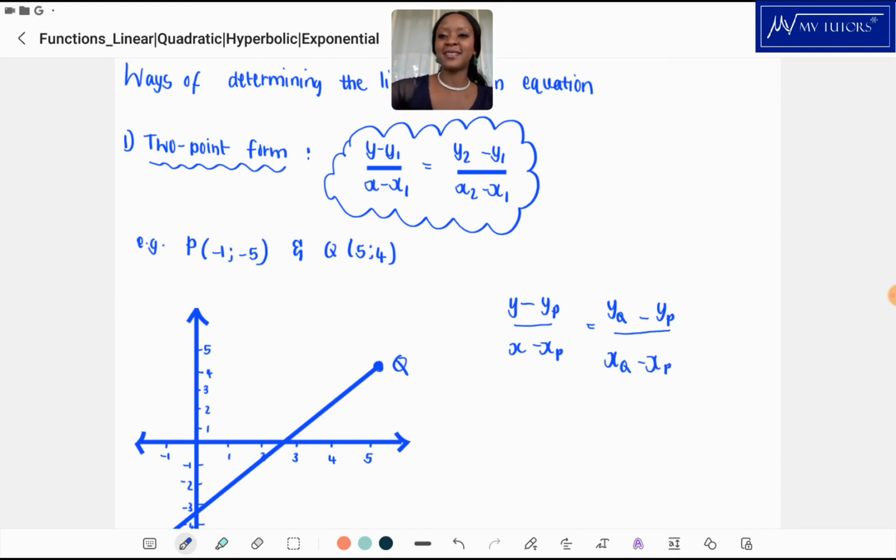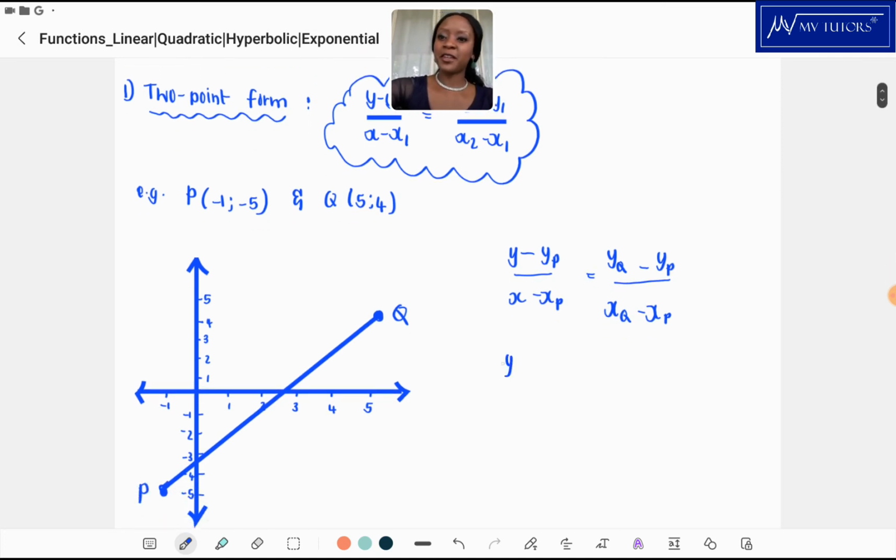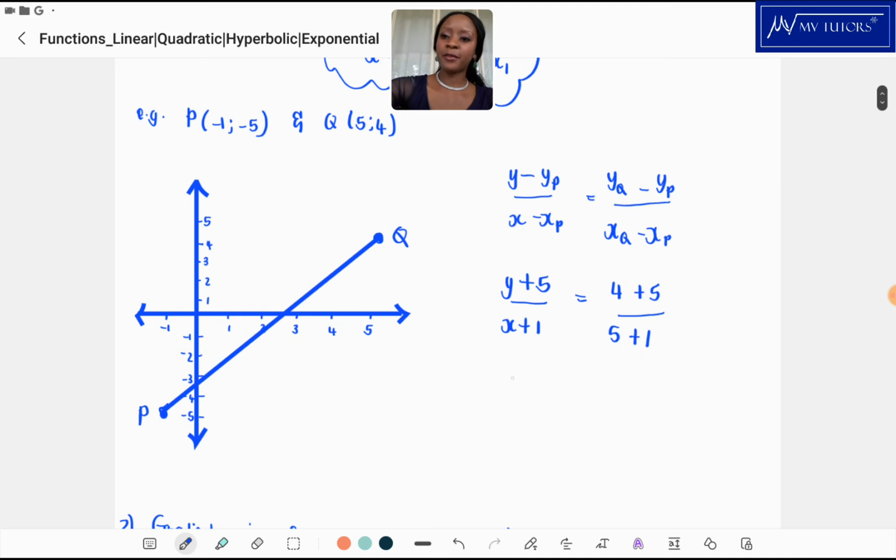Over here, the y coordinate of p is -5, so I'm just going to make that a plus. The x coordinate of p is -1, so I'm going to make that positive. The y coordinate of q is 4. The x coordinate of q is 5. The y coordinate of p is -5, and that becomes a positive. The x coordinate of p is -1. So what do I have over here? I continue to have y plus 5 and x plus 1. There I have 9 and I have 6.